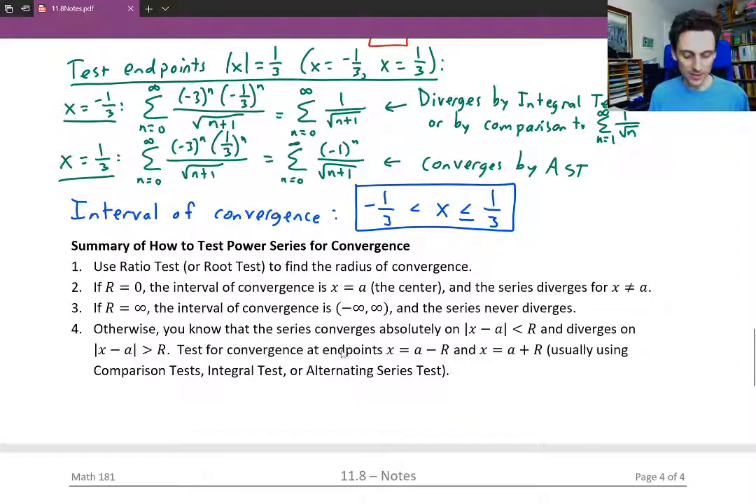Otherwise, you know that the series converges absolutely on the interval from a minus r to a plus r, so that's x minus a in absolute value is less than r, and it'll diverge when x minus a in absolute value is greater than r. But then we have to test for convergence at the endpoints, like we did in a couple of the examples in this section. So usually we would use something like the comparison test or the integral test or alternating series test to check the convergence at the endpoints.